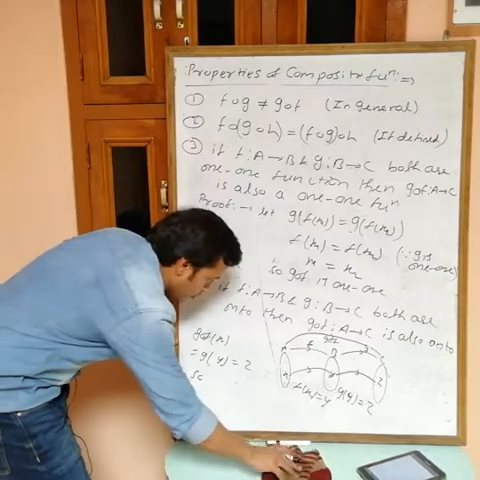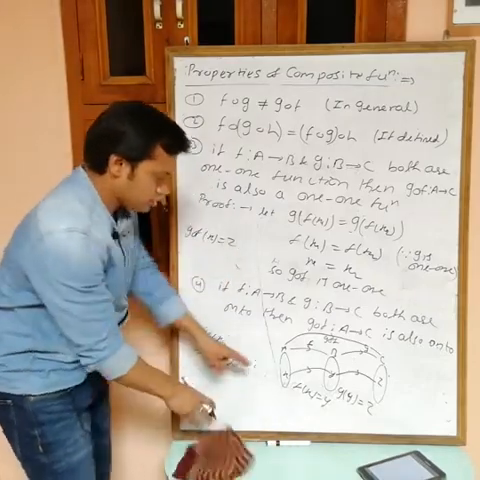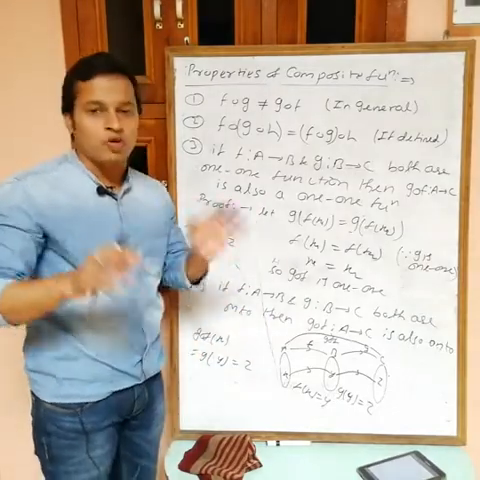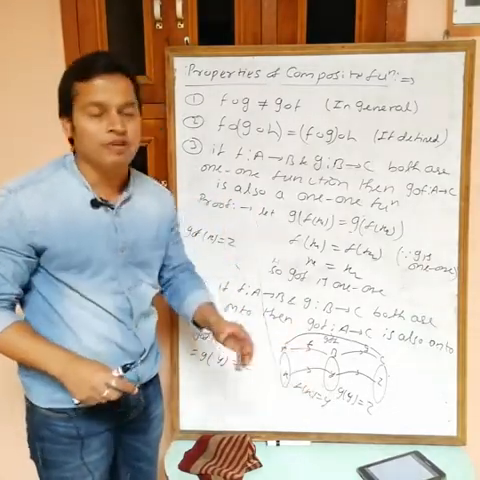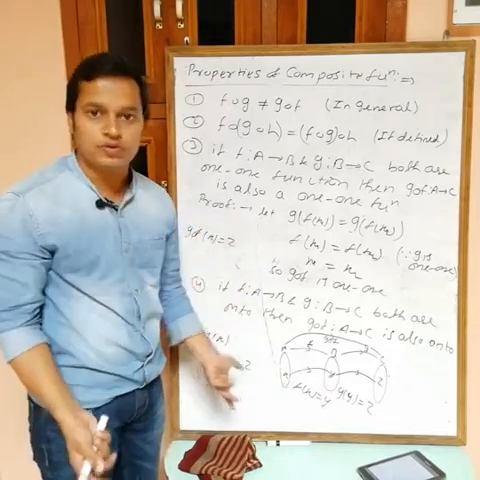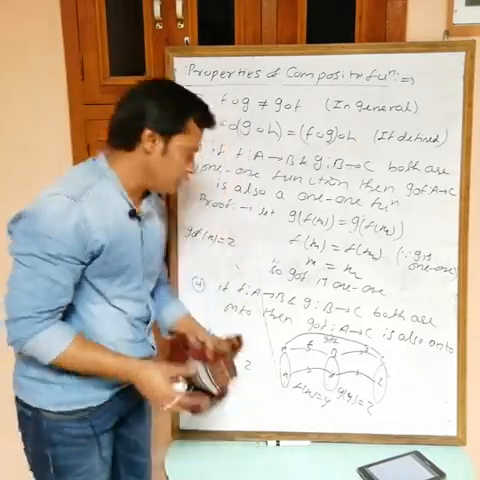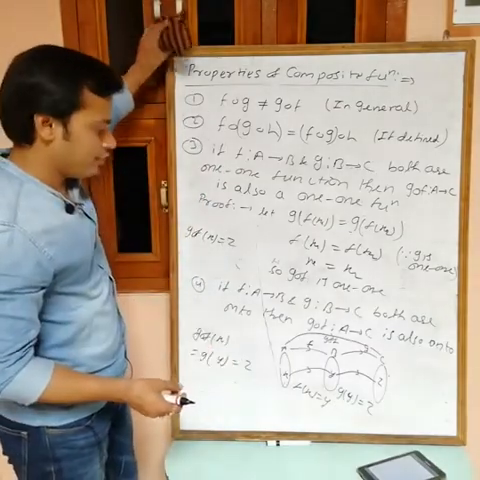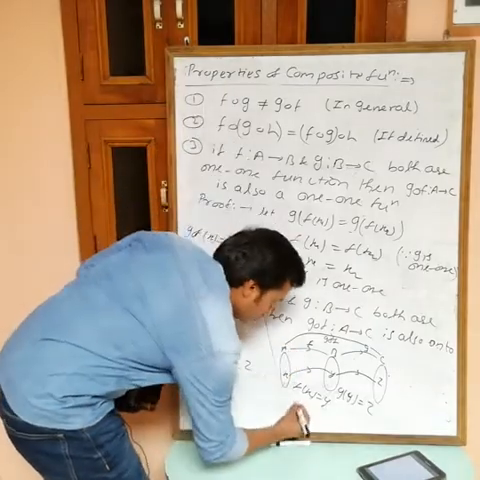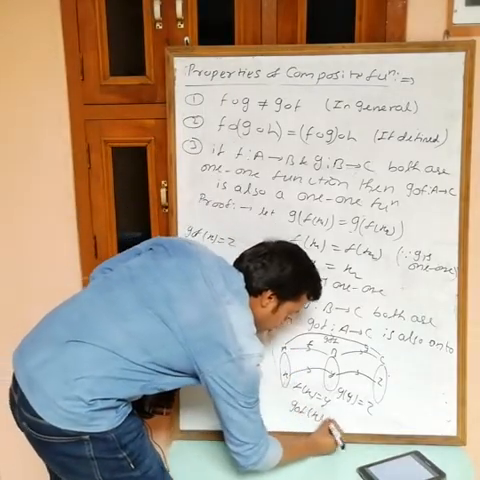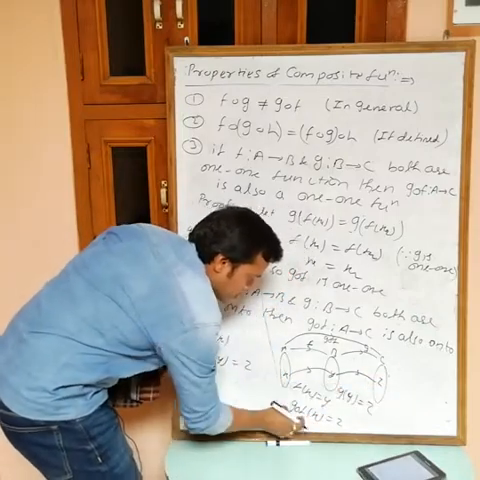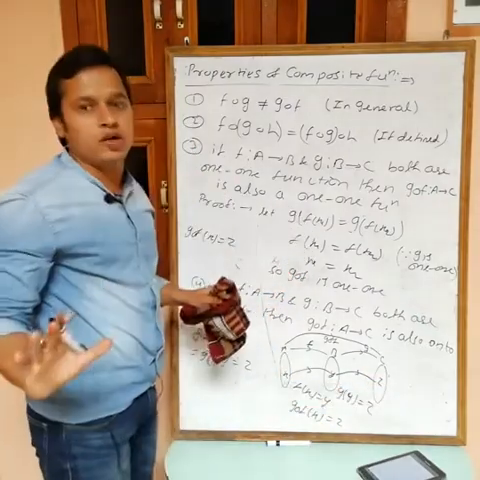So gof is onto. Actually there is no need to write this, just remember one thing: if f and g both are 1-1, then the composite function is also 1-1. If f and g both are onto, then the composite function is also onto. We just have to remember this. Here we are getting gof(x) equals z. It means for every z belonging to C, we have x in A such that gof(x) equals z. It means this one is onto.